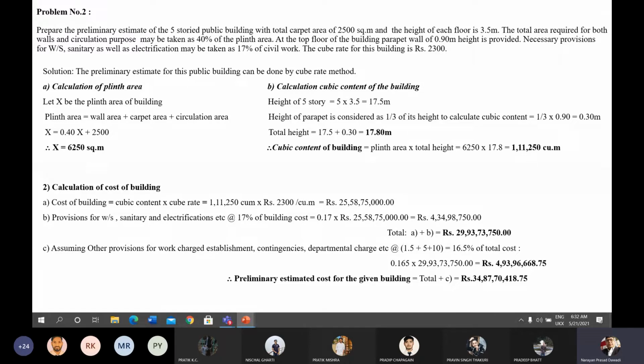which gives the value of 4 crore 93 lakhs 96,668.75 rupees. Now, after adding the total cost with the assumption for C, you will get the total preliminary estimate cost of the building by using the cube rate method. The preliminary estimate cost for the given building will be total plus C. You will get the value of rupees 34 crore 87 lakh 70,489. This will be the preliminary estimate cost for the building. Understood everything?